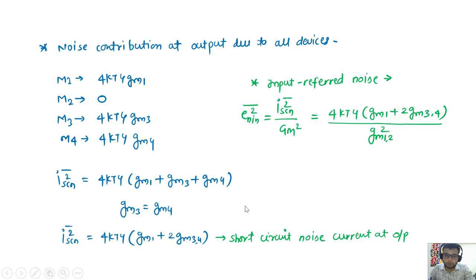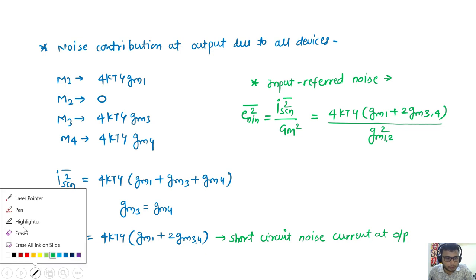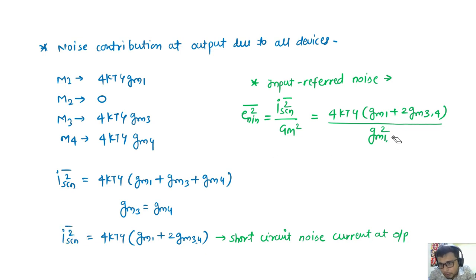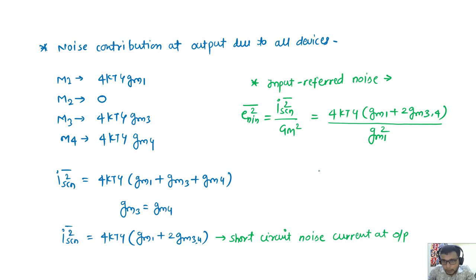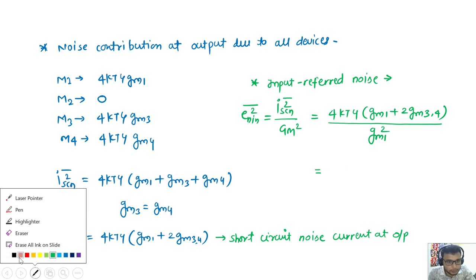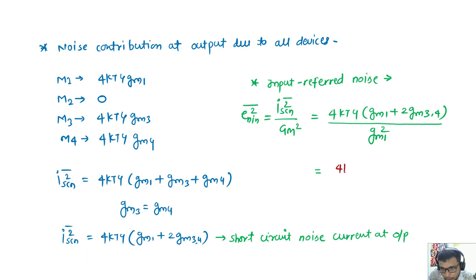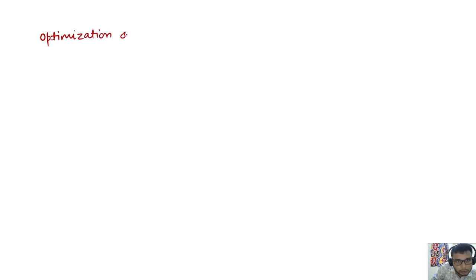Sorry, there is no gm2. It is not a differential pair, it is actually a structure, so I am not writing gm2 here. Okay, so we can write the exact expression for this, that is 4kTγ divided by gm1. So how can we optimize this noise? For this structure, the noise can be optimized.